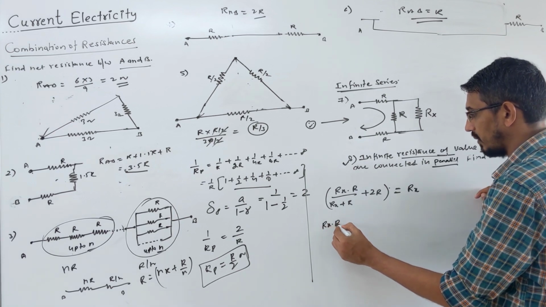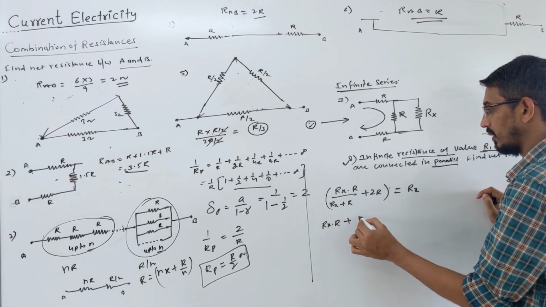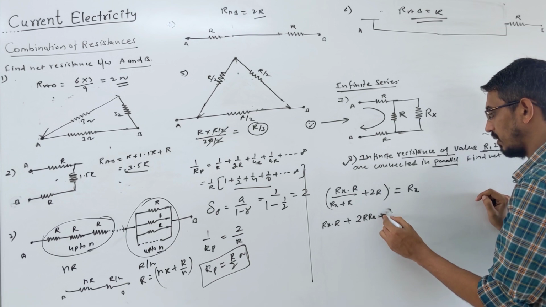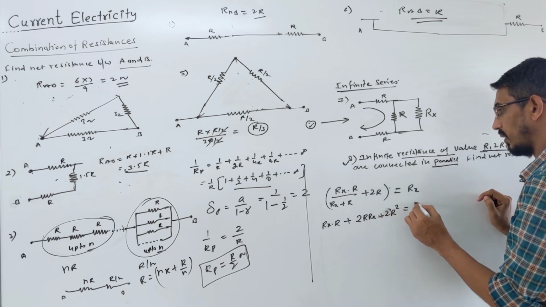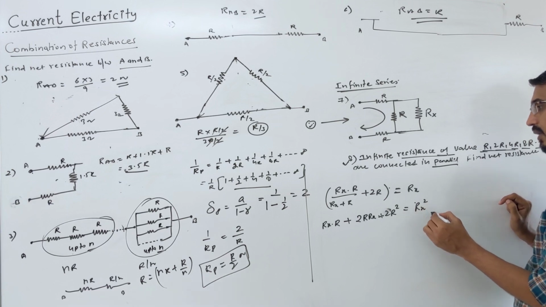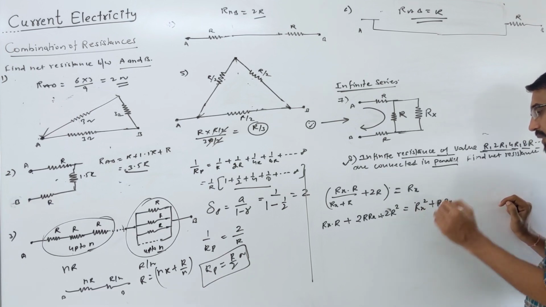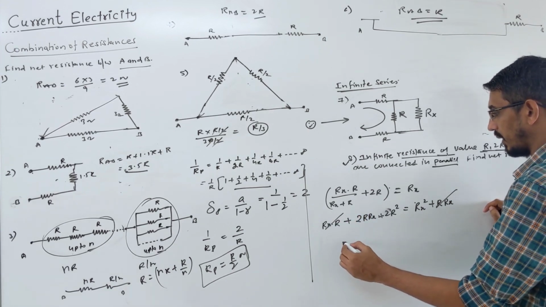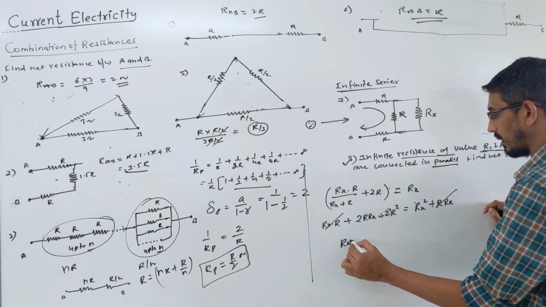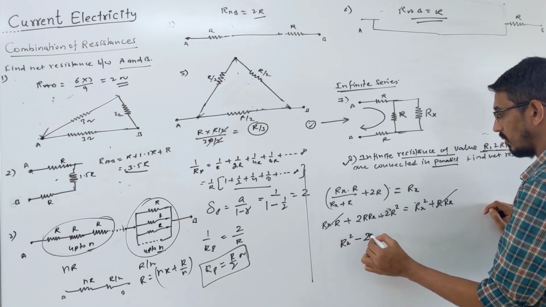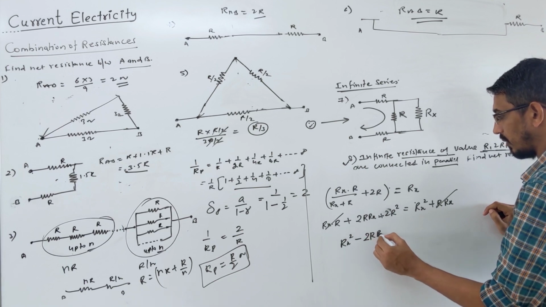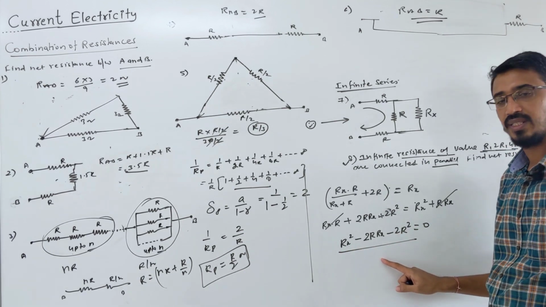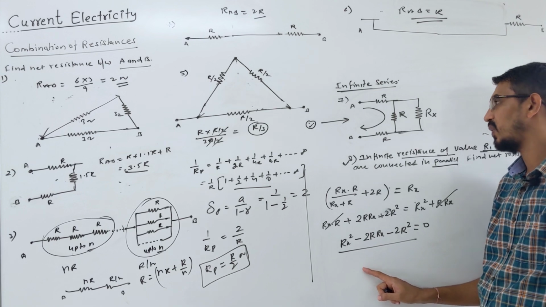You're getting Rx into R, then 2R into Rx and 2R plus 2R square is equal to, this term comes here also, Rx square plus R into Rx. I think this term you can cancel here. So now we're getting Rx square minus 2R into Rx minus 2R square is equal to 0. So you will always get a quadratic equation like this one. Now you can find the root from here and you will know your Rx value.